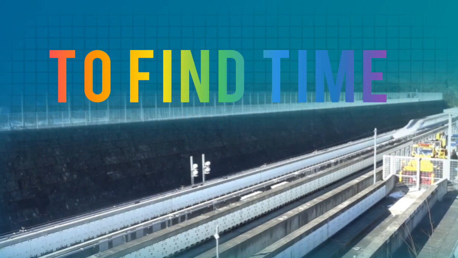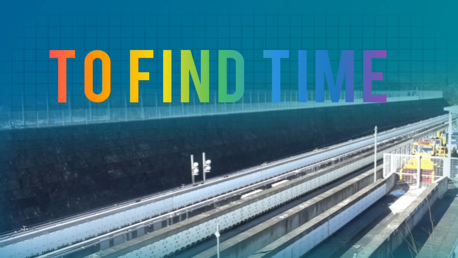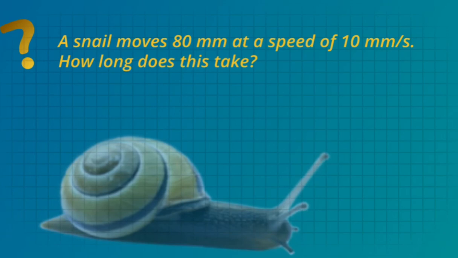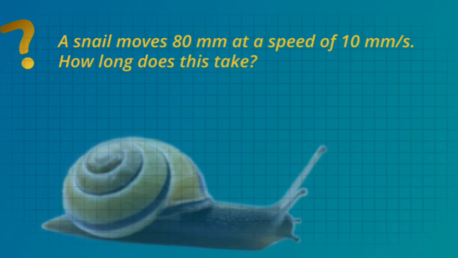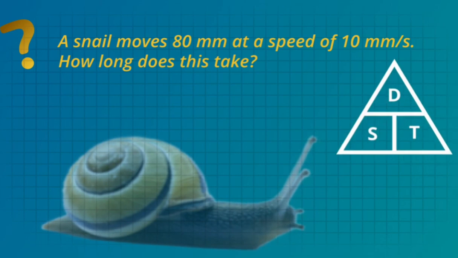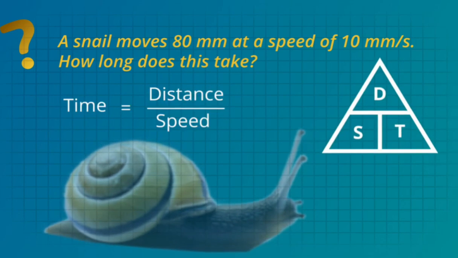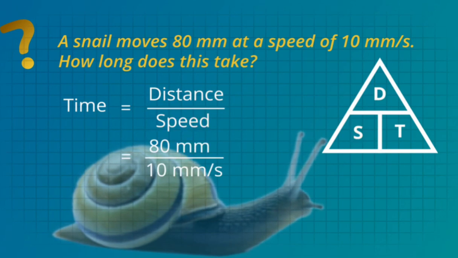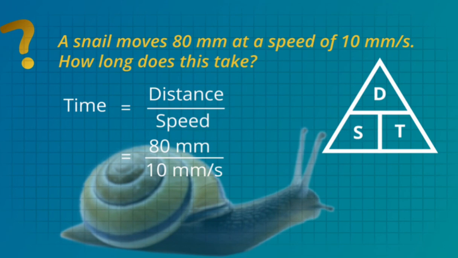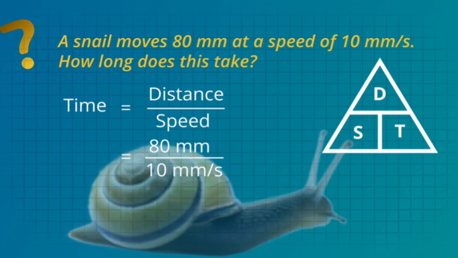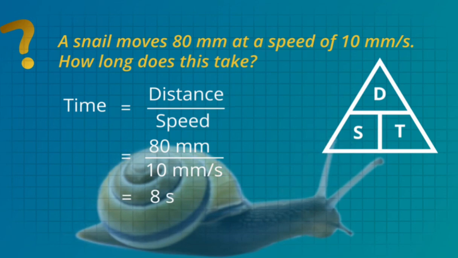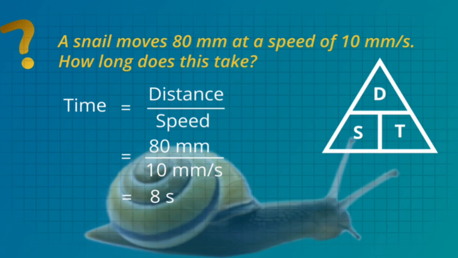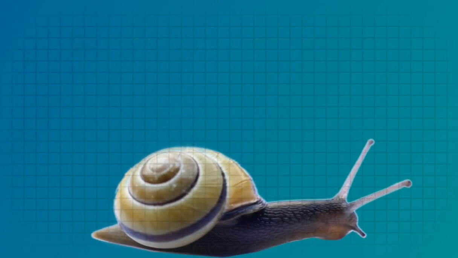Finally, let's find time. Again, from the triangle, we can get the formula. A snail moves 80 millimeters at a speed of 10 millimeters per second. How long does it take to do this? Time is distance over speed. That is 80 over 10. So we get 8 seconds.